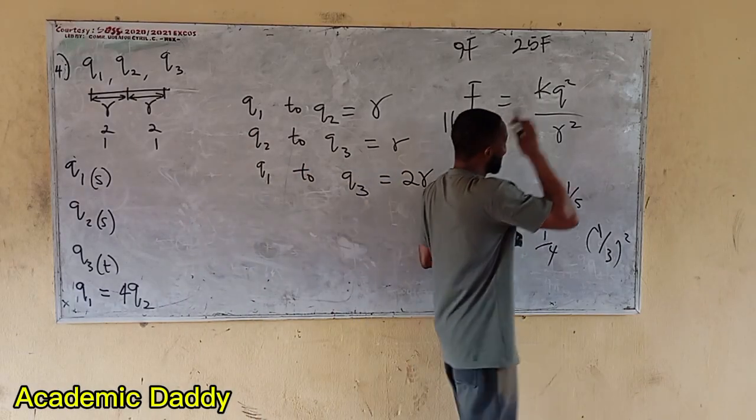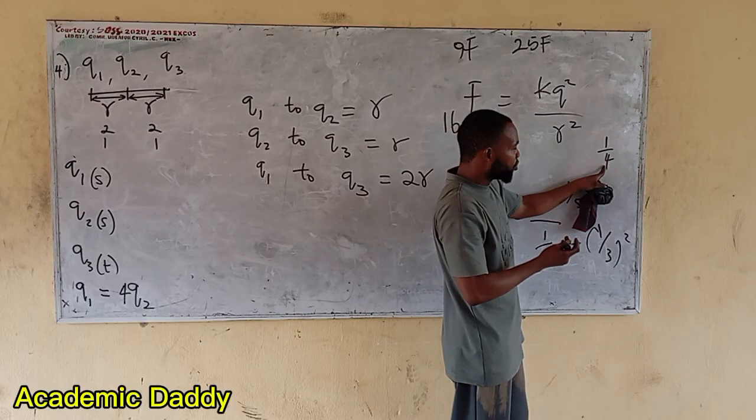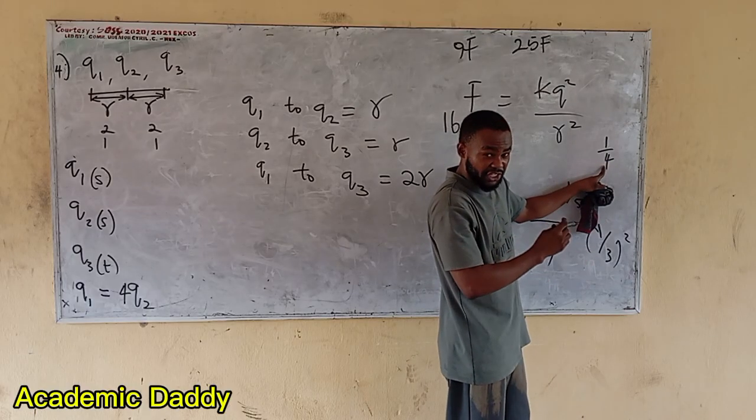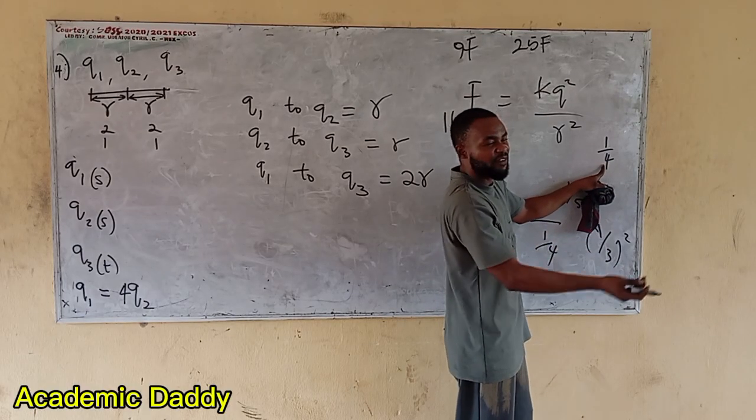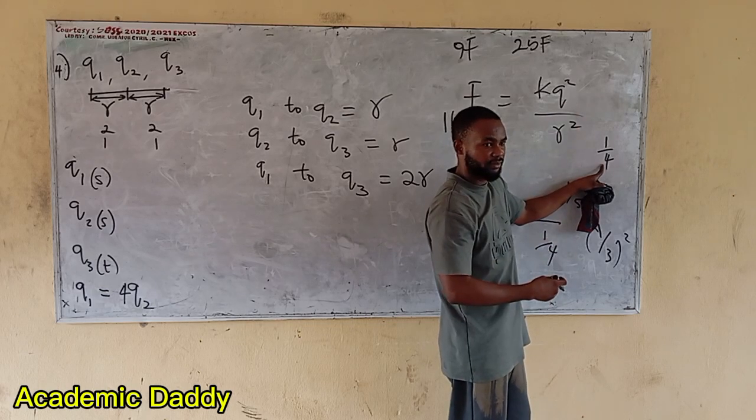Let's do it this way. It's increased to 1/4, shall we? Yes. All I need to do is to say 4 squared is 16, right? That means that my force is going to be decreasing 16 times. Is it making sense?